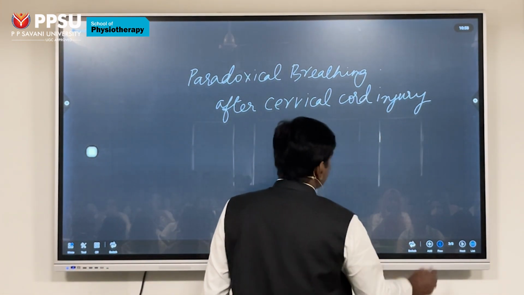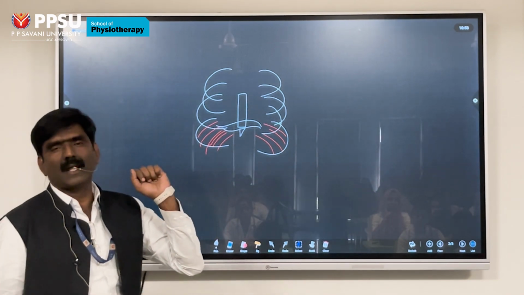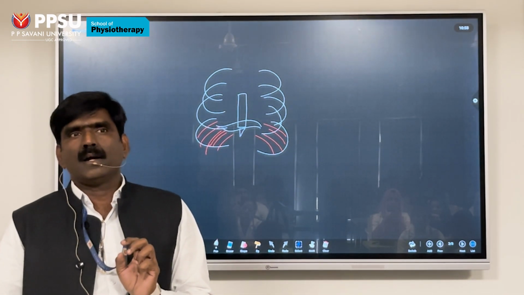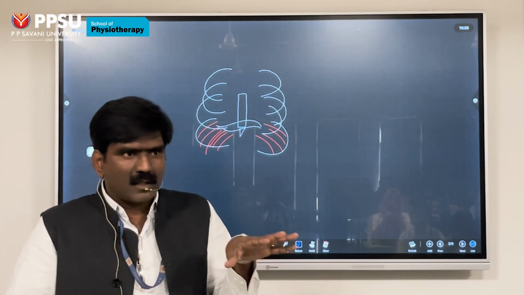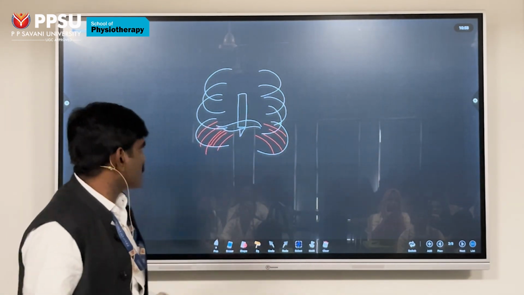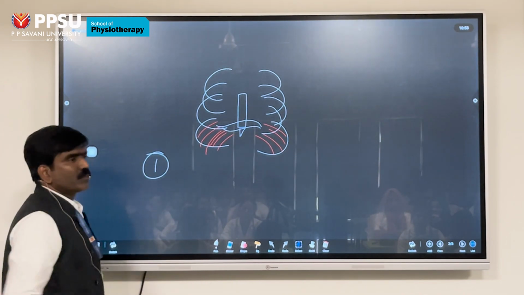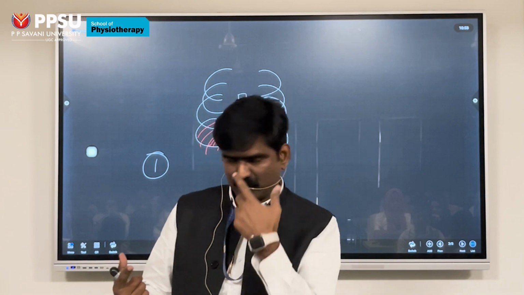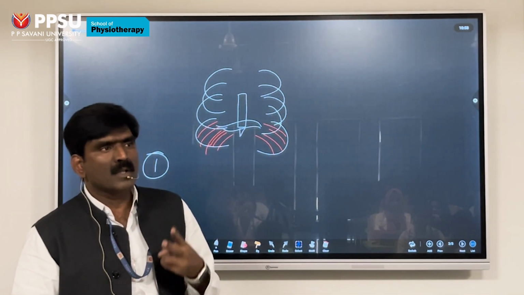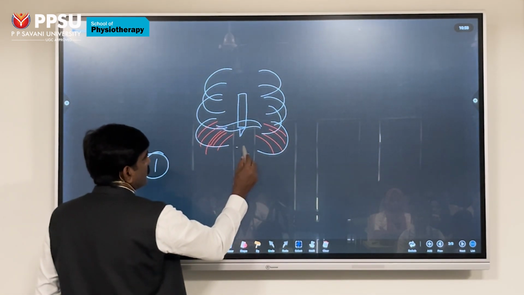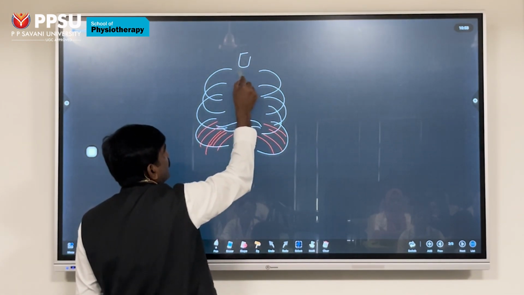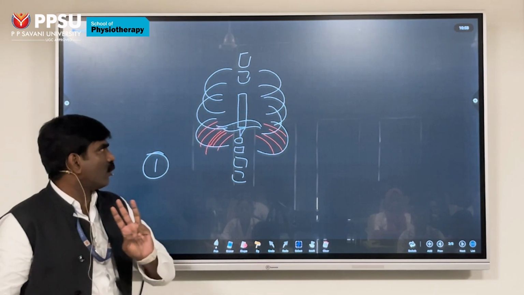You know that the diaphragm muscle has three origins, and the insertion is the central tendon. The first origin is the upper margin of the lower six ribs. And the second origin is from the vertebrae, posterior side.